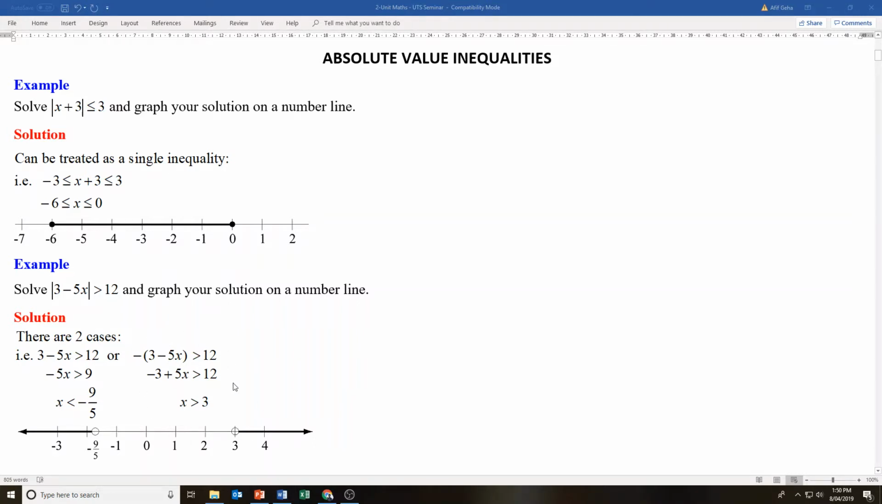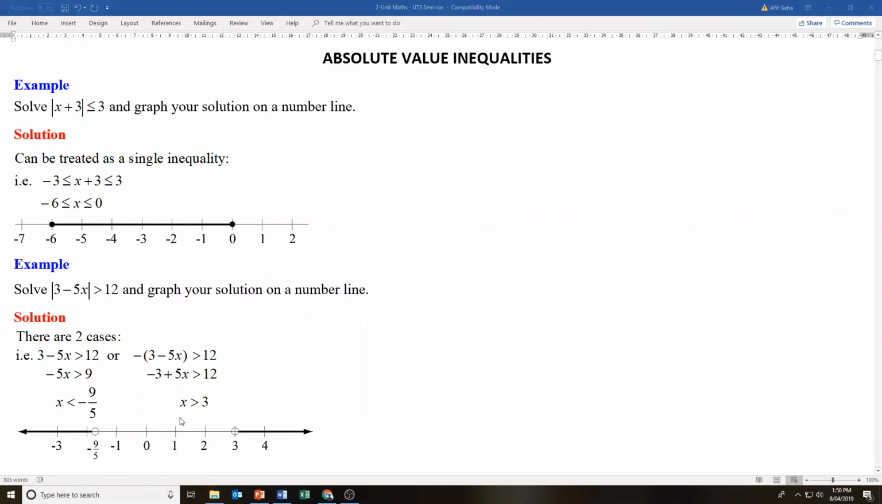And the other case is when there's a minus outside, so it's minus of 3 minus 5x greater than 12, so it's minus 3 plus 5x is greater than 12. Taking the 3 to the other side, you get 15, and then divide by 5, you get x is greater than 3. So we can see x is less than minus 9 on 5, or x is greater than 3.